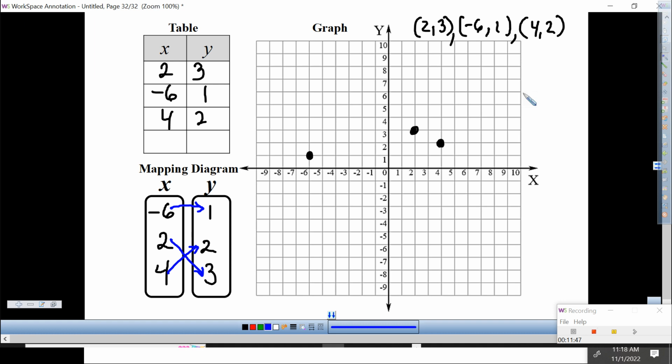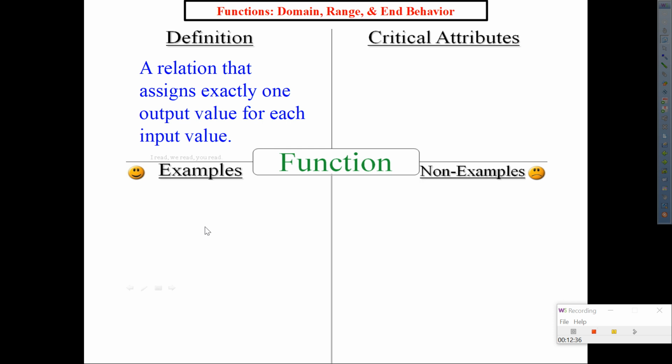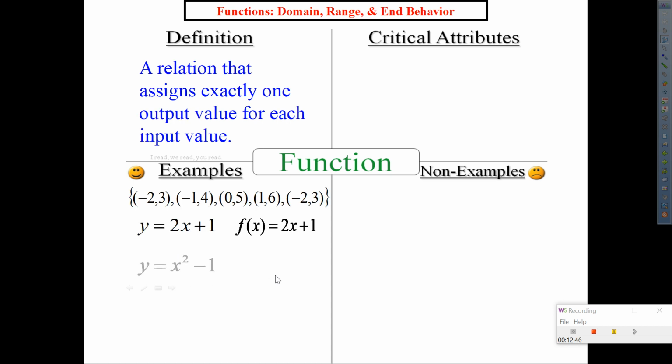So now that we know what relations are, just a bunch of points together, let's find out what functions are. Go to the Frayer model, write this down, function. A function is a relation that assigns exactly one output value for each input value. So you're going to write this relation right here, and then write the examples of what functions might look like pretty soon. There they are. I'll give you some time to copy that. Go.